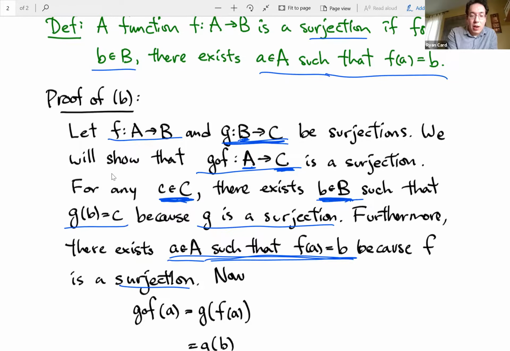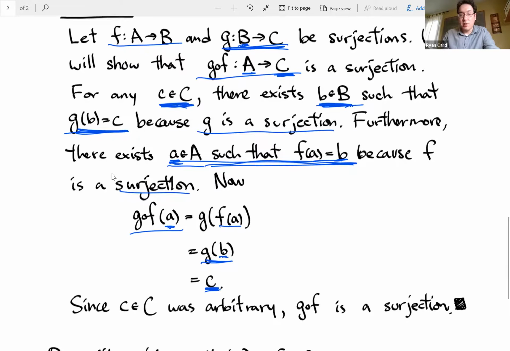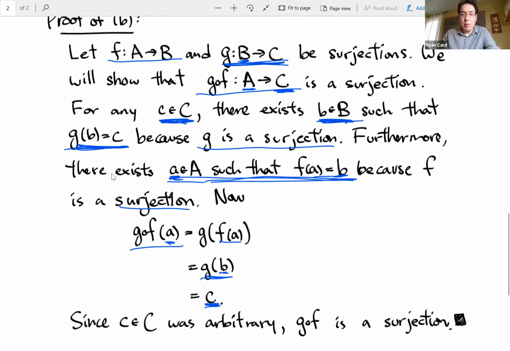Now I have this A, but if you unwind the definition and plug it into the composition, f of A is equal to B, so I can replace that. And G of B is the same thing as C because of this statement here. So C in the beginning was arbitrary. It was any C, and I was able to come up with an A that maps to that. So G of F is a surjection. I hope that made sense.